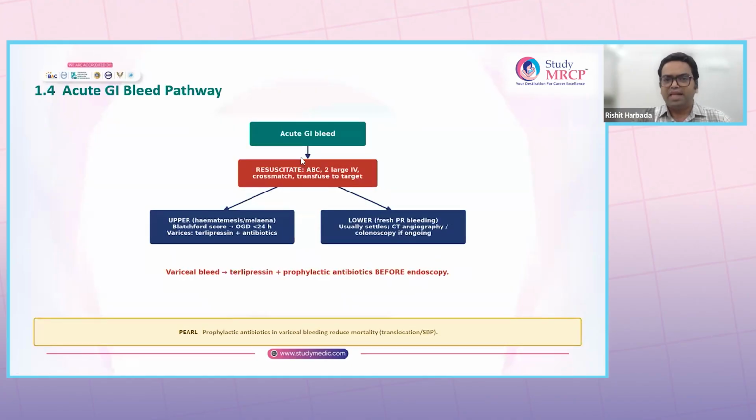Yeah. So as I said, acute GI bleed, always resuscitate. If it's upper, like hematemesis, melena, you do a Blatchford scoring before endoscopy, and treat with terlipressin and antibiotics. Lower, you do a fresh PR bleeding like hematochezia, CT angiography, colonoscopy.